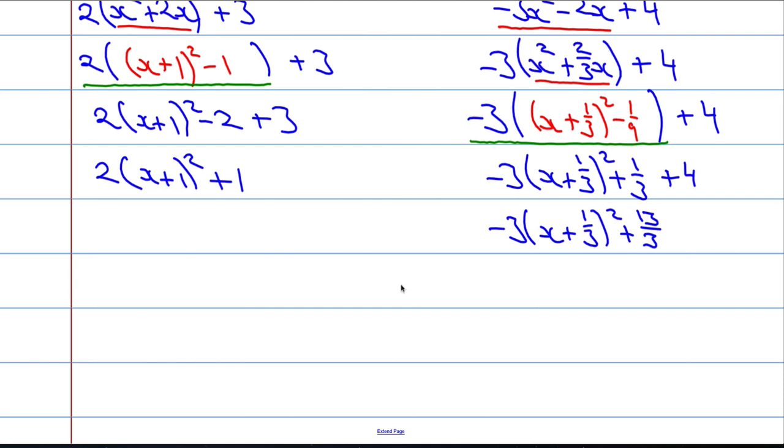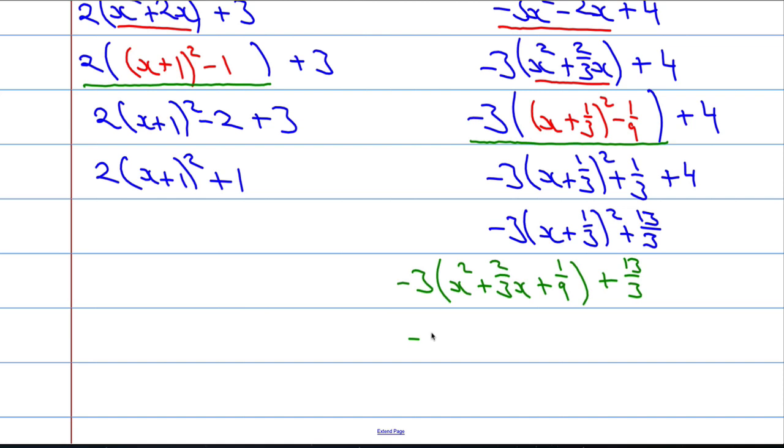We get, let's see, -3 times, and squaring this, x squared. X times 1/3 is 1/3 x. And then we're going to have another one. Let's double it, so plus 2 over 3 x, and then square the last term, 1 over 9. And we have the 13 over 3 at the end.